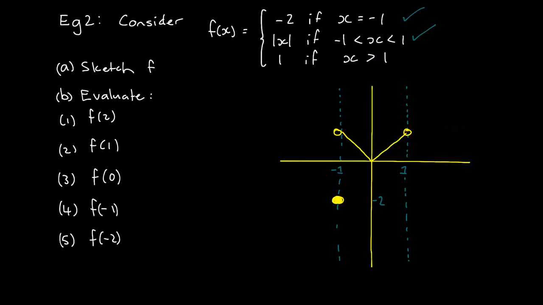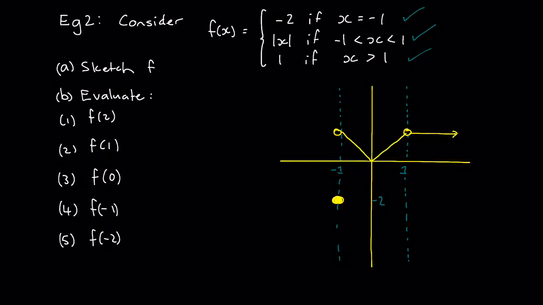Okay, so the straight line is now the last one. f of x equals 1 if x is greater than 1. So our straight line then is going to go like that, and it'll carry on to positive infinity because there are no further restrictions. Okay, so we've now dealt with all three, and we can now answer question B.